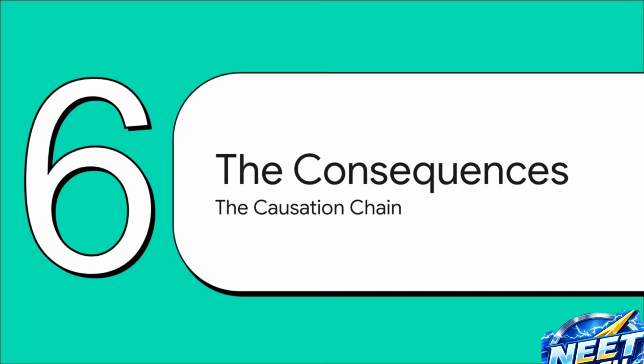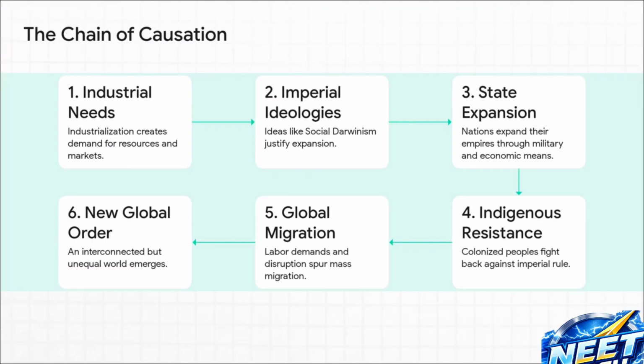All right, let's pull all these threads together. We've looked at the individual links in the chain, now let's step back and look at the entire chain of causation that really defines this entire period. Here it is, step by step. First, industrialization creates the need for resources and markets. Second, ideologies like social Darwinism pop up to justify going out and getting them. Third, states use their military and economic power to expand. Fourth, the people being colonized fight back in a variety of ways. Fifth, this whole process causes massive shifts in global migration. And the final result, a new, deeply interconnected, but also profoundly unequal global order is born.